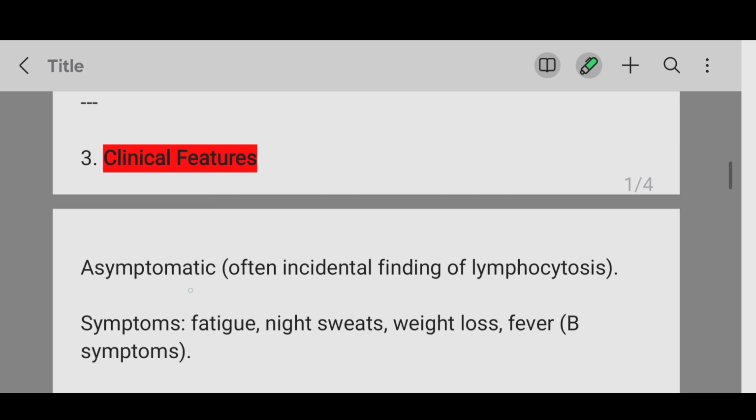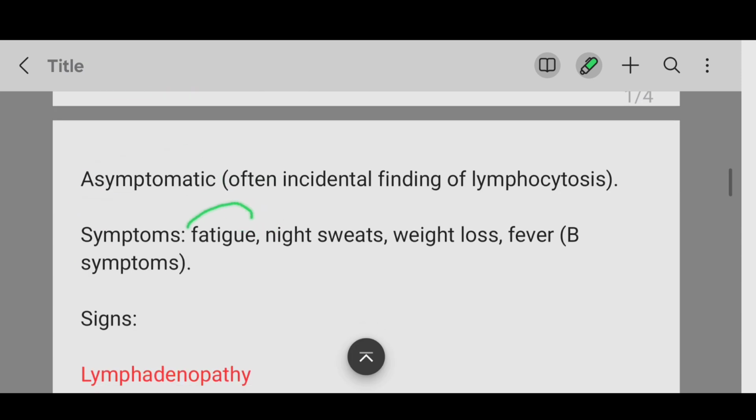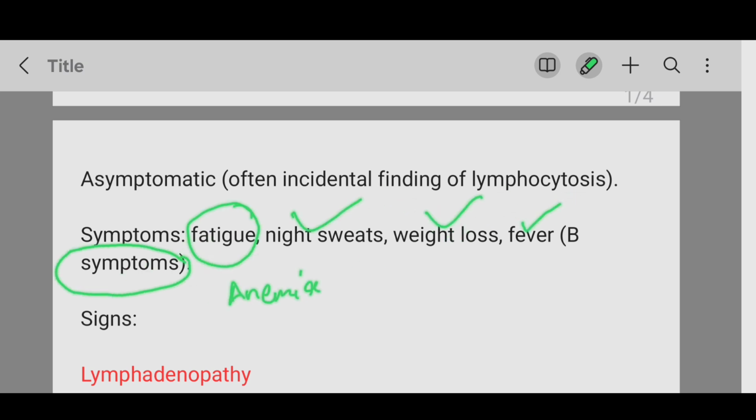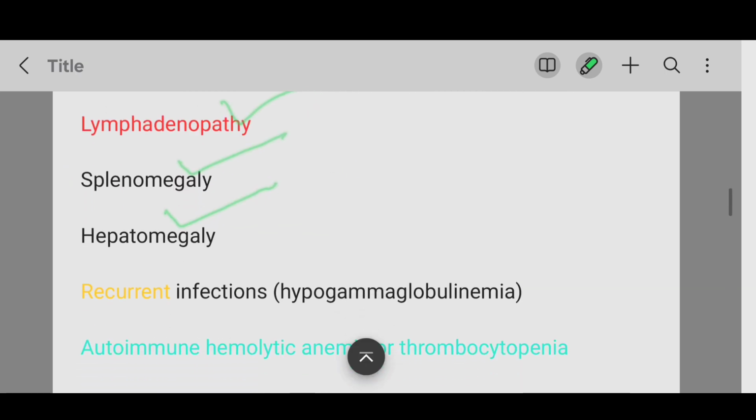What are the features with which patients present? Mostly patients are asymptomatic, but the symptoms that can occur are fatigue due to anemia, night sweats, weight loss and fever. These are B symptoms. Patient may have lymphadenopathy, splenomegaly and hepatomegaly.